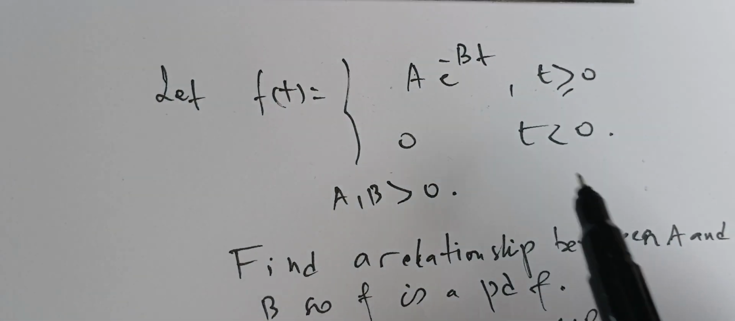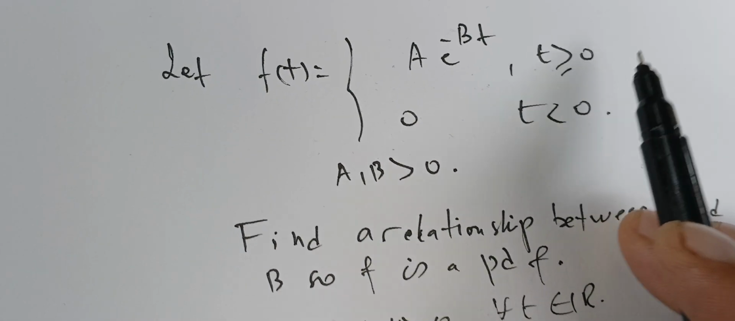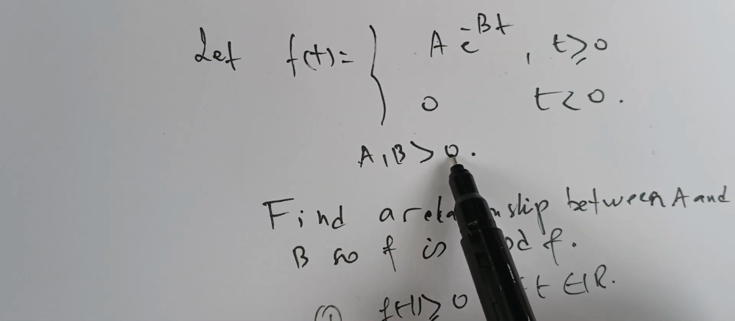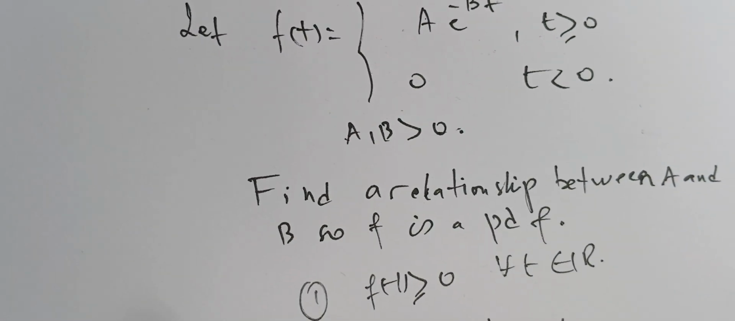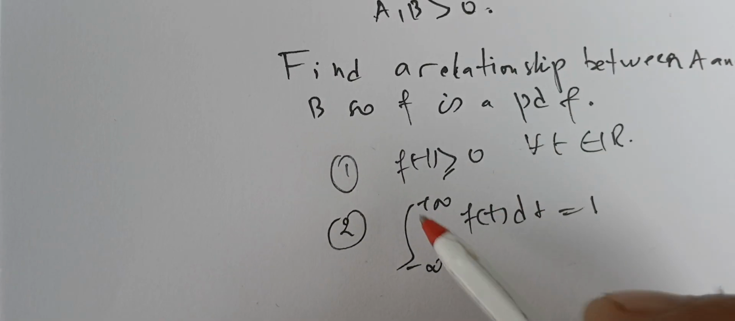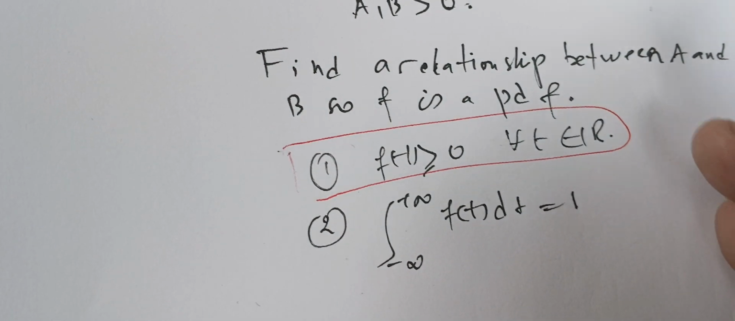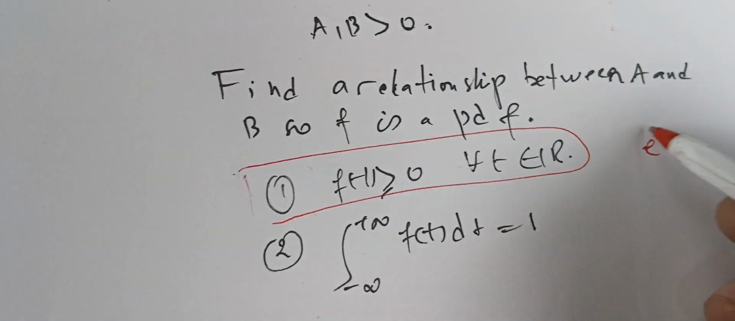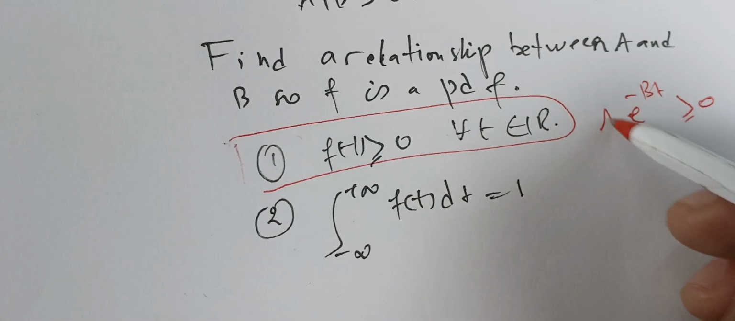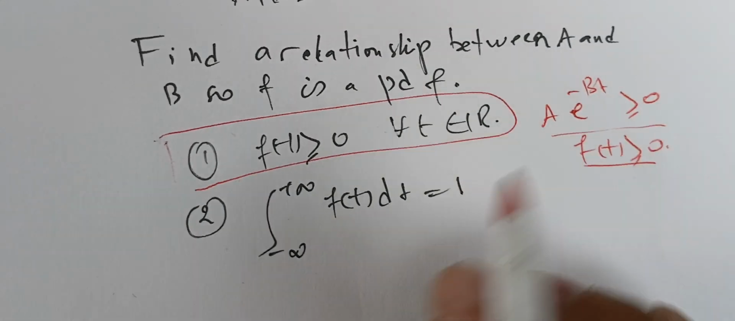Our function is defined only when t is positive. So it's a e to minus bt, and we have a and b both positive. Okay, this gives us the first condition. We don't need to do any work here. Since a and b are both positive, therefore e to minus bt is bigger than 0. And a is positive. When we multiply, we still have this condition, therefore f of t is bigger than 0.